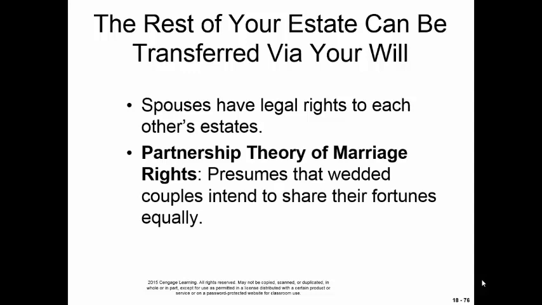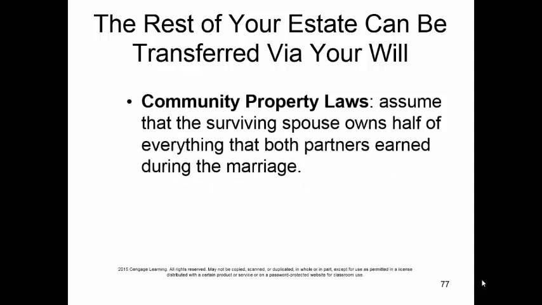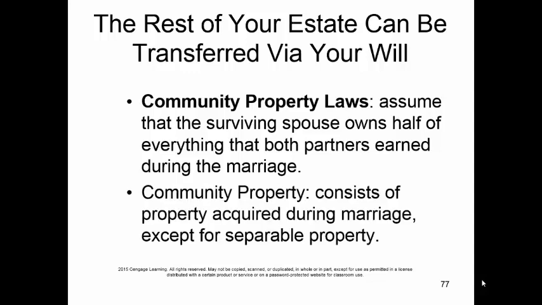The partnership theory of marriage presumes that wedded couples intend to share their fortunes equally. Community property laws, as I just mentioned, assume the surviving spouse owns half of everything that both partners own during the marriage. Community property consists of property acquired during the marriage, except for separate property, meaning property that was purchased with assets that existed prior to the marriage.